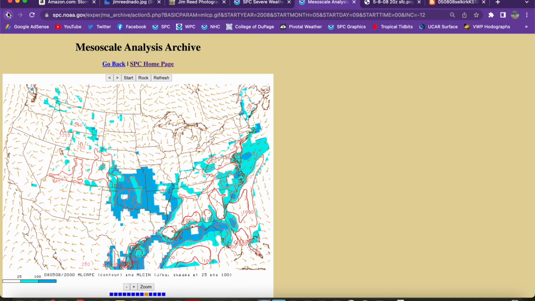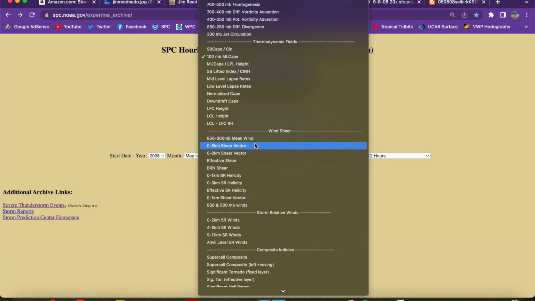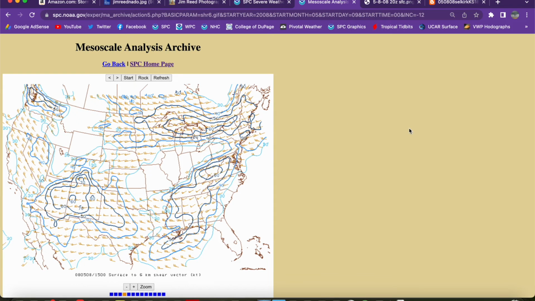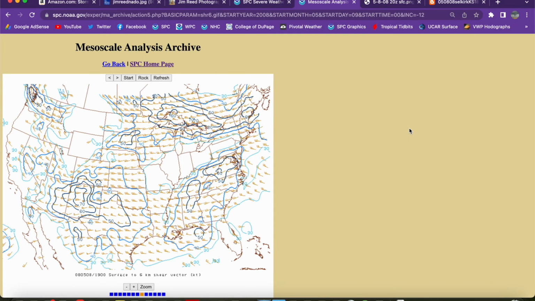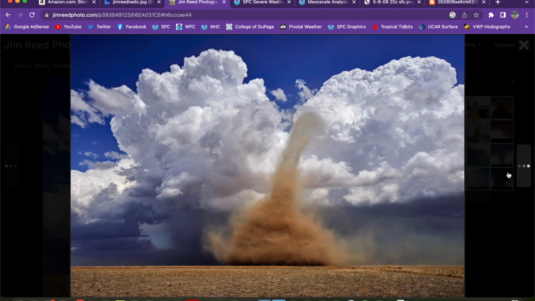Now, deep layer shear, as we talked about, was on the higher side for this event, at least for typical landspout tornado events. So if we look here at our 0 to 6 kilometer shear vectors, you will notice about 40 to 50 knots or so out across western Kansas. That, as we talked about, does tend to allow updrafts to get pushed away from the boundary a little bit, and you'll actually see another shot from Jim Reed of this tornado. You see those updrafts here in the background, and that landspout is well out behind those updrafts.